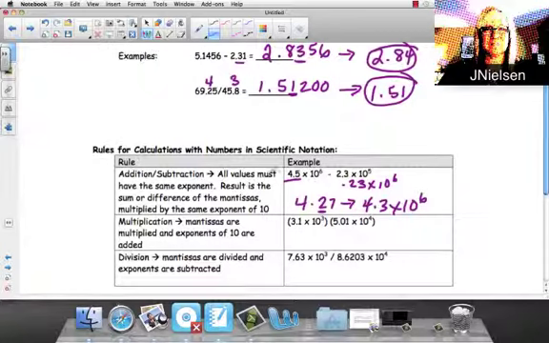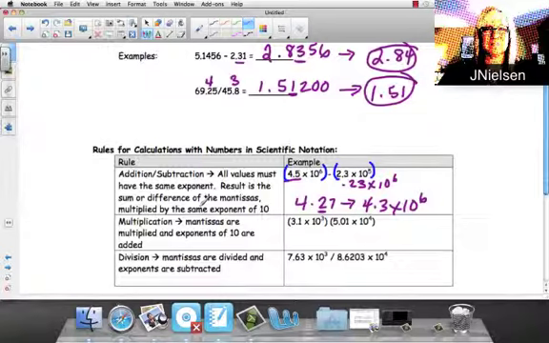You're going to be using calculators. You would never have to do this by hand. So in your calculator, you would put this whole thing in parentheses. You'd put 4.5 times 10 to the 6th minus 2.3 times 10 to the 5th in parentheses, and you'd get the same answer. In multiplication, the mantissas are multiplied and exponents of 10 are added.